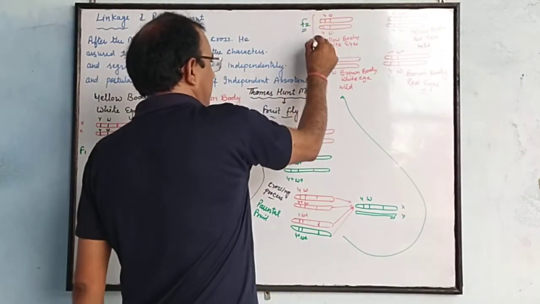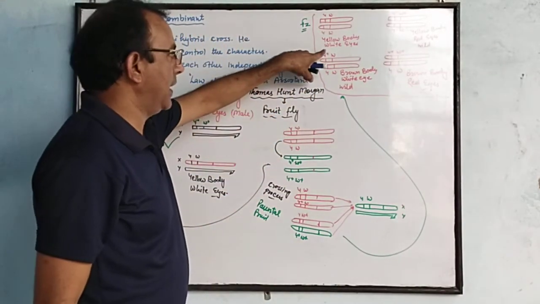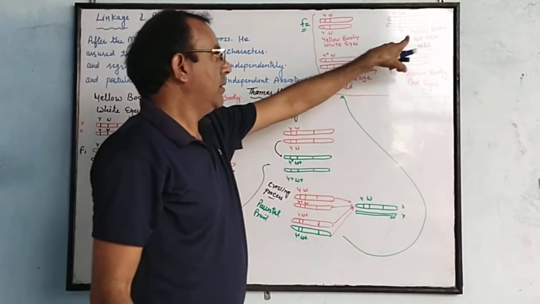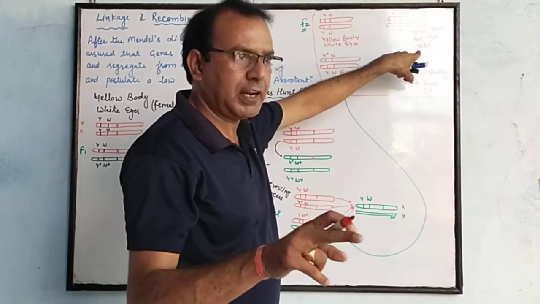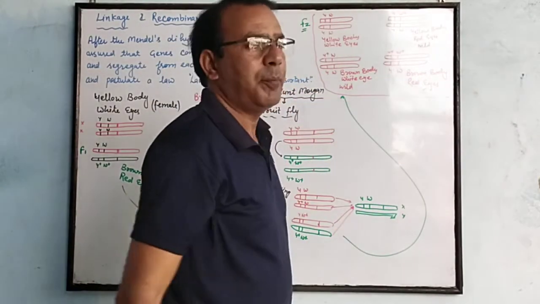So in the female, these are the possibilities. Yellow body, white eyes, brown body, red eyes means wild, not parental. Yellow body, red eyes is not parental, wild. And this one is brown body, red eyes, which is the same as parental.